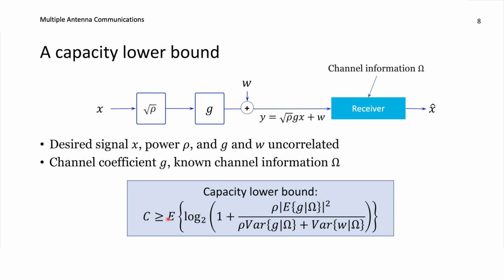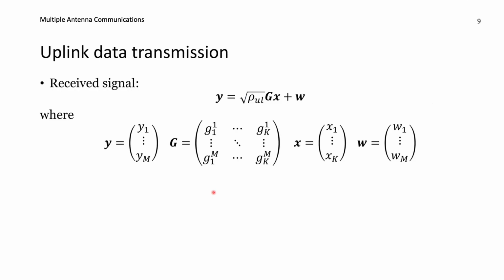The rest of this lecture will be about computing these expectations and variances in this lower bound, and then maximizing the lower bound with respect to how the receiver is operating. Let's now look at this uplink system model again, and now we will particularize it for data transmission, because that is what we will consider next. So we still have the received signal vector Y, we have the channel vectors G, we have X, which we are transmitting, we have the noise, and we have rho uplink. And it is the vector X that we will now look more deeply at.